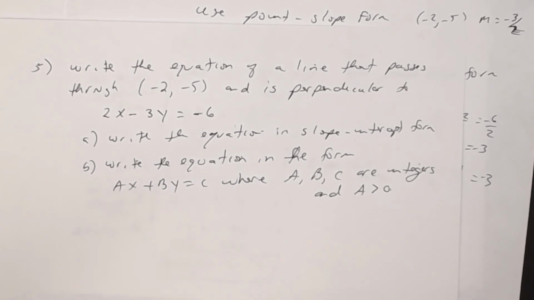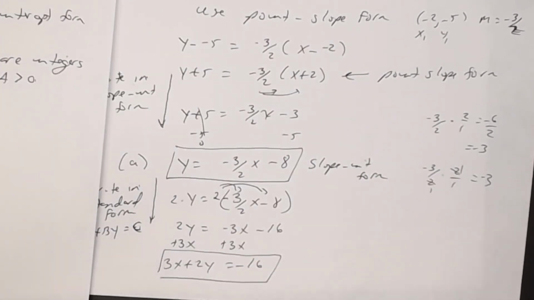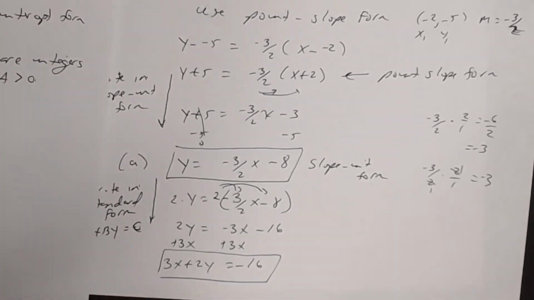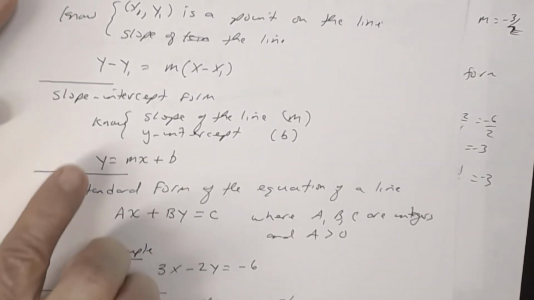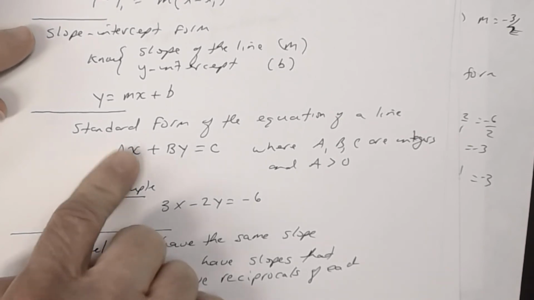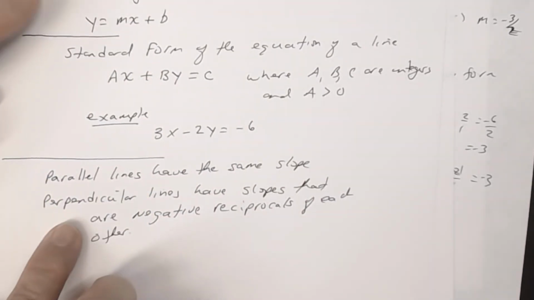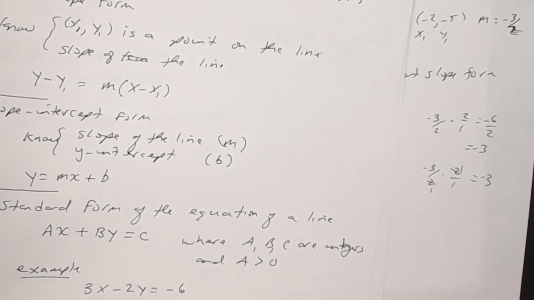Okay, so that is, in a nutshell, how to deal with these problems. And it's not that difficult, very simple. In all our cases, we had to use this information. We had to know point slope form, we had to know slope-intercept form, we had to know what standard form meant, and we had to know that parallel lines have the same slope, perpendicular lines have slopes that are negative reciprocals of each other. Okay? All right, so that's going to be the end of this lesson.